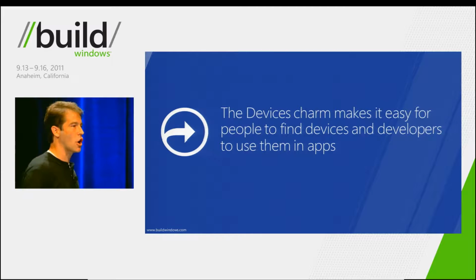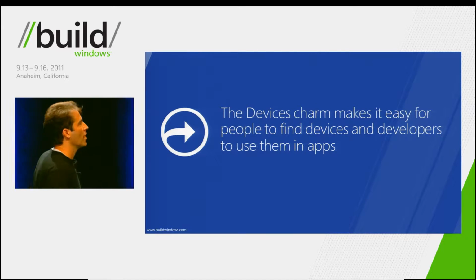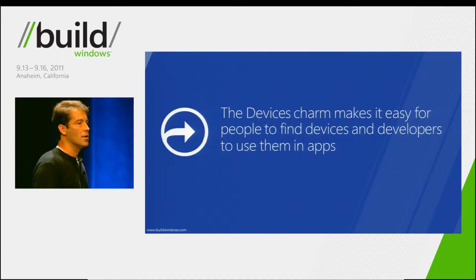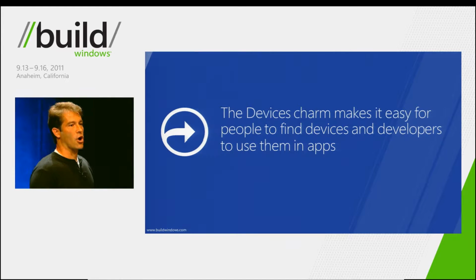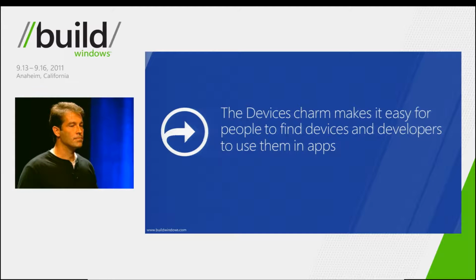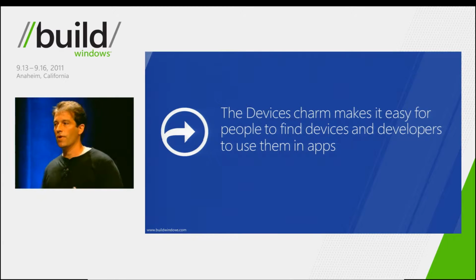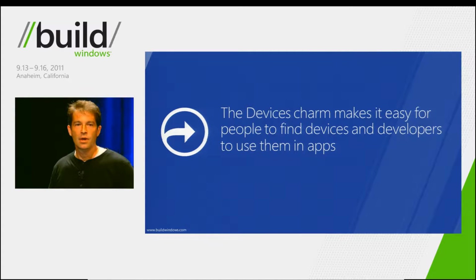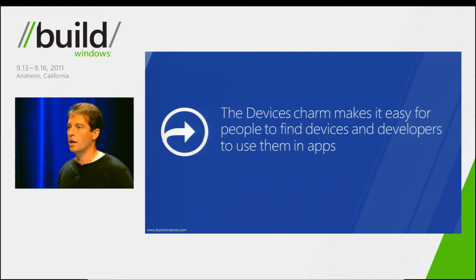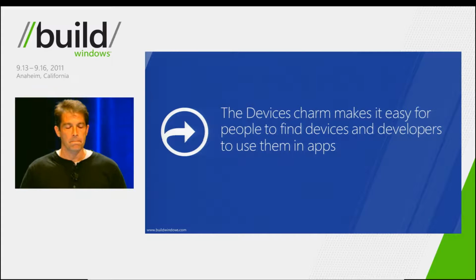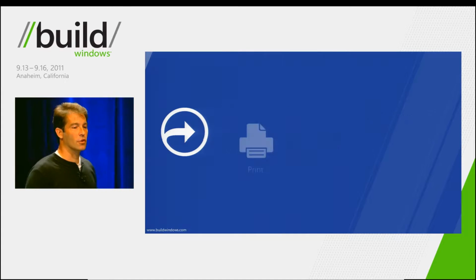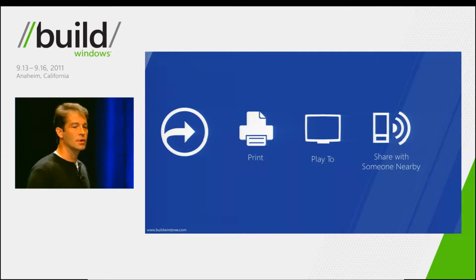So the devices charm does 2 things. It takes all the devices that people use on a daily basis and brings them together in a single charm that's really easily accessible. It also simplifies a developer model by providing a set of built-in experiences that you can tie into from an application in a very easy fashion. We've done this across 3 different classes of devices.